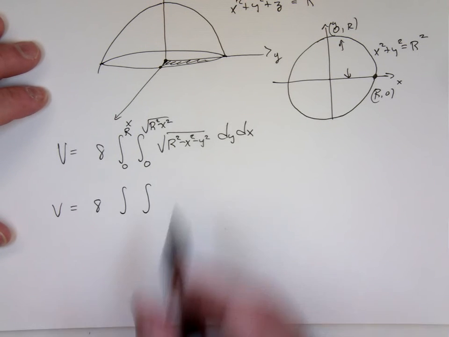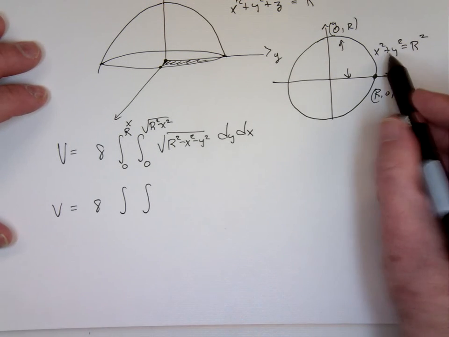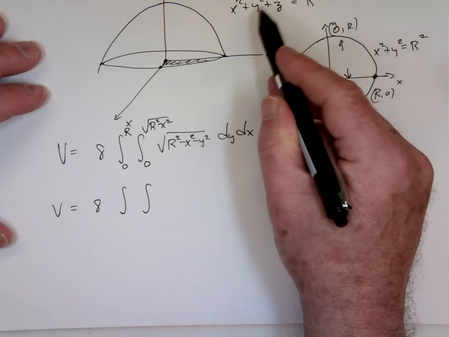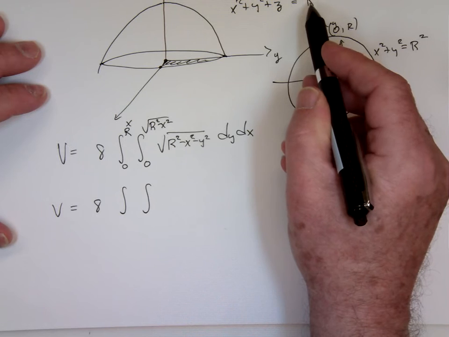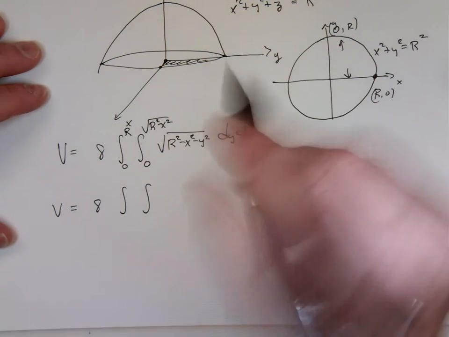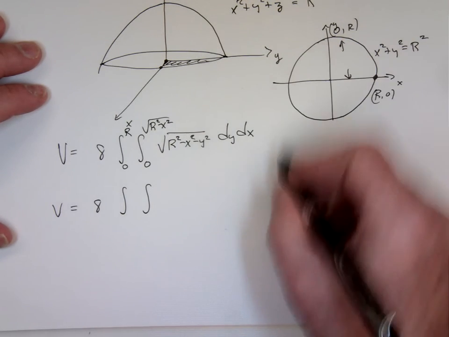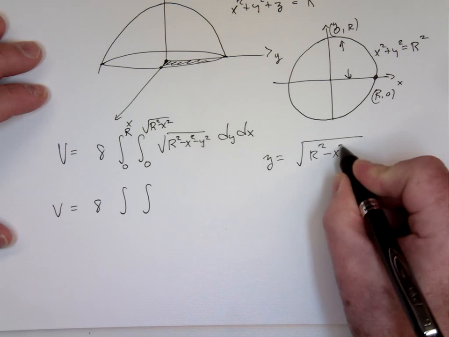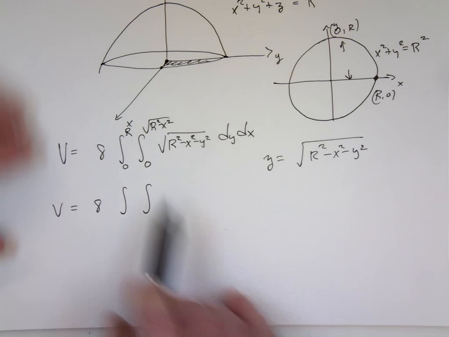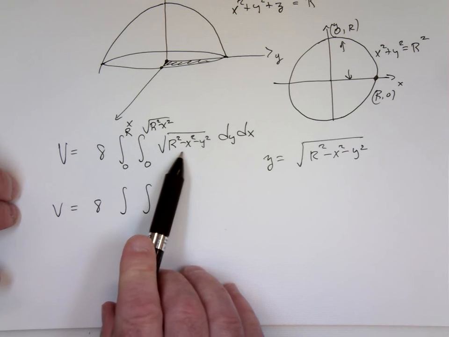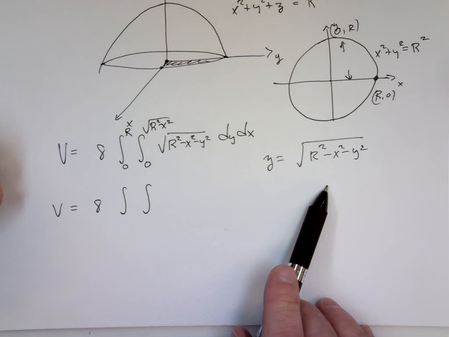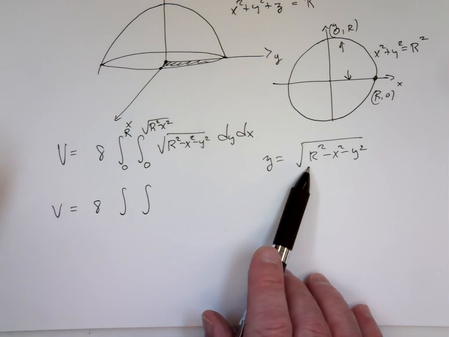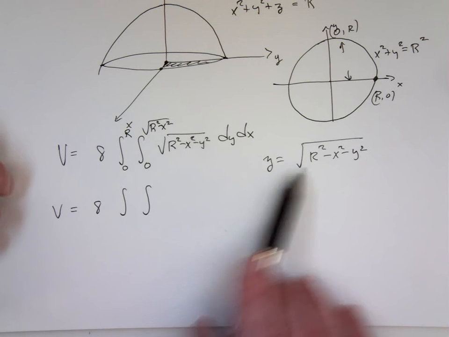The equation of the sphere is z squared equals capital R squared minus x squared minus y squared, or z equals the square root of r squared minus x squared minus y squared. That's where this came from. But now I want it in cylindrical coordinates. So what's the equation of my sphere in cylindrical coordinates?